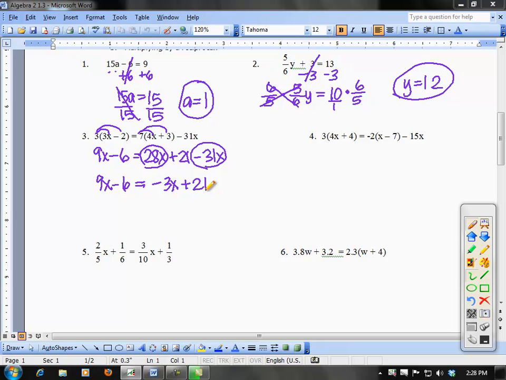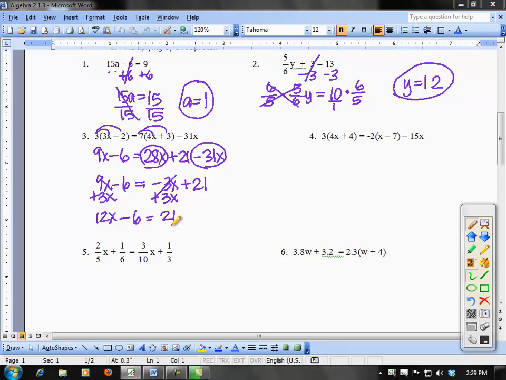So here's what I personally always do. I always take the lowest variable quantity and I move that. In this case, I have either a 9x or a negative 3x, and negative 3 is smaller. So what I'm going to do is move the negative 3. Because it's negative, I'm going to add it. And I want to show you what happens. If I add it, 9 plus 3 is 12x minus 6 equals 21.